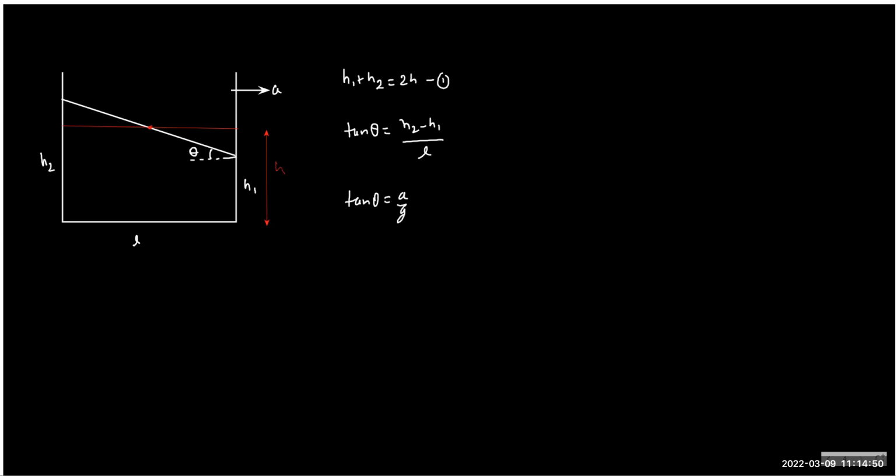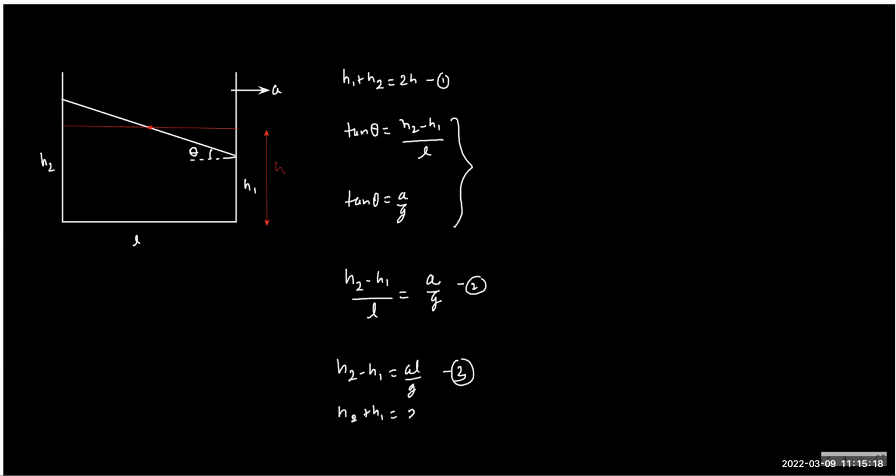So you can compare these two. And so you can say that H2 minus H1 by L, which is the geometrical slope, is equivalent of A by G, which is the physical slope, like the way we calculate. And therefore, we have two equations, two unknowns. We can solve. So the difference is this much and sum is 2H. You can solve these two. And it's very easy to solve and get the answer.